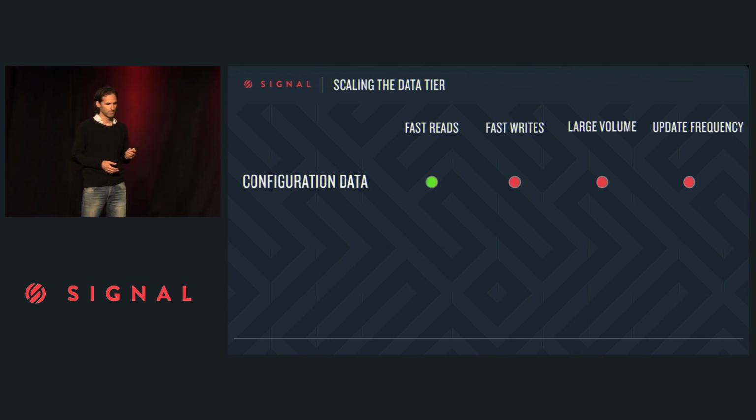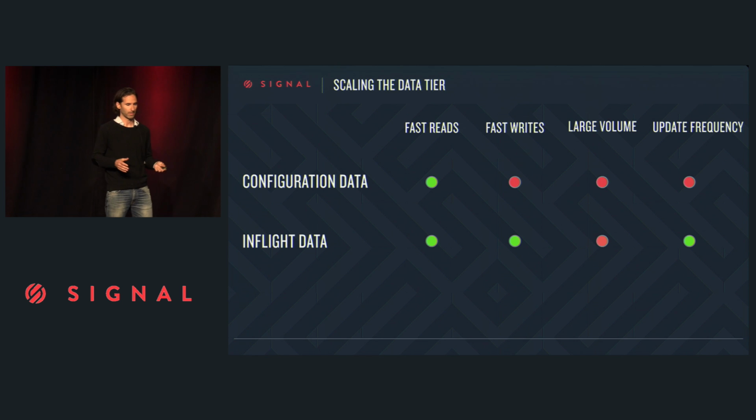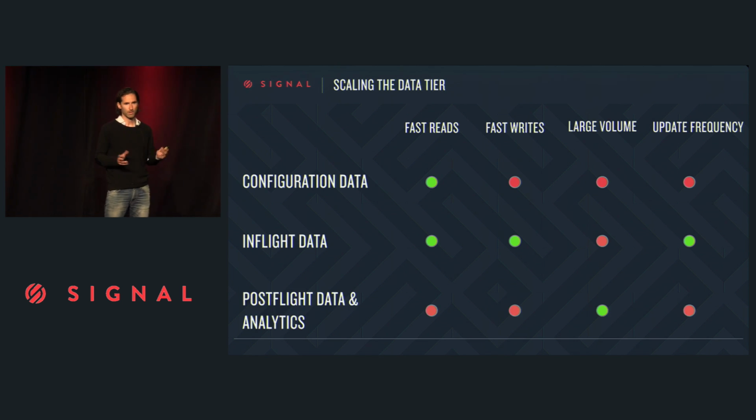The configuration data, that's really very static data. It doesn't change much. It does change once in a while when you update your account, but it's essentially static. But you need to read it very fast. An example of this is account information, right? Your voice URL that we configure and account flags and so on. In-flight data is very different. It's something that changes a lot. We read and write very fast, very frequently. It's a pretty contained volume because it's only the calls that are in-flight. That's essentially what it is, in-flight calls.